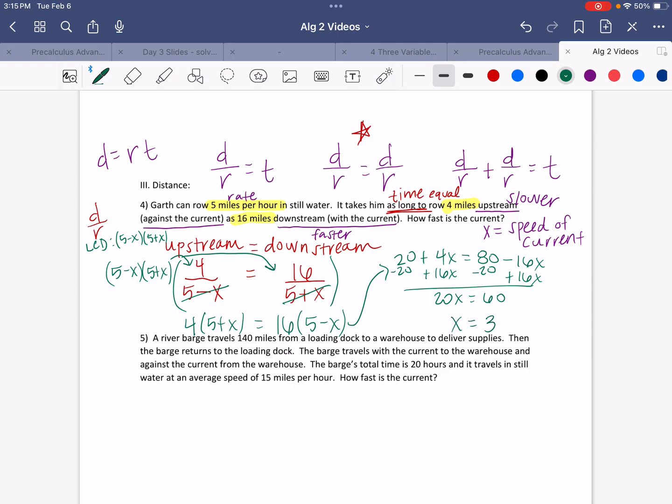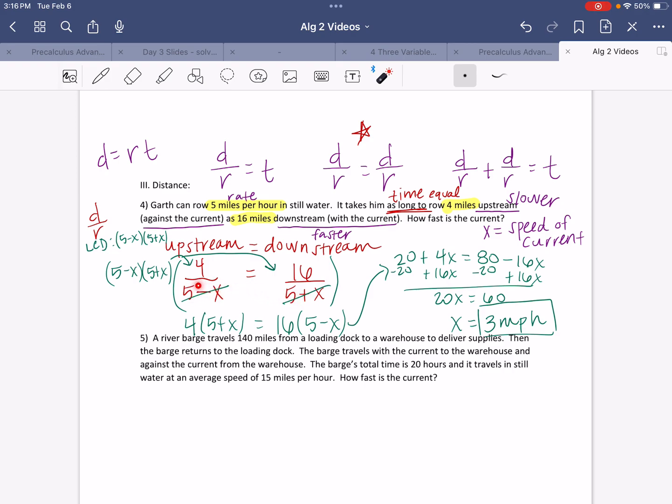And then let's think, does that actually make sense? 3, could that be the speed of the current? Yes, I think so, miles per hour. So I'm going to label it. And then you could always go check your answer. If we think it's 3, you could go plug it into each side.